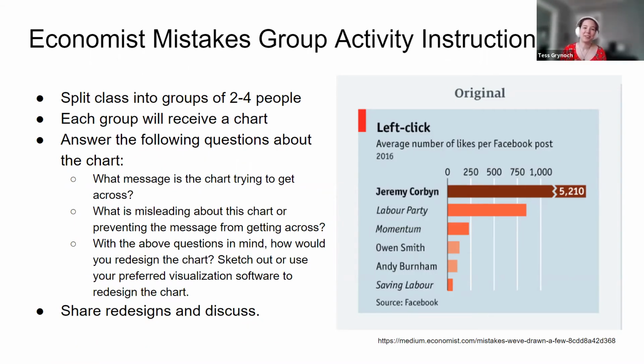Yes, thanks, Nagin. Although we won't be doing it today, we wanted to walk you through the second longer activity we have to accompany this module, which we've drafted as another group activity, but it could be done as a whole class. In this activity, each group would receive a copy of an original chart from the Economist Medium article titled "Mistakes We've Drawn a Few," such as the example provided on the right. And each group would answer the following questions about the chart.